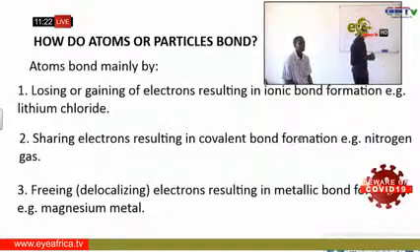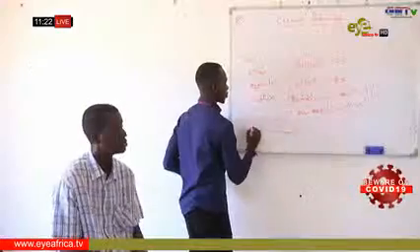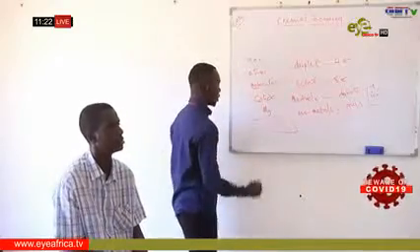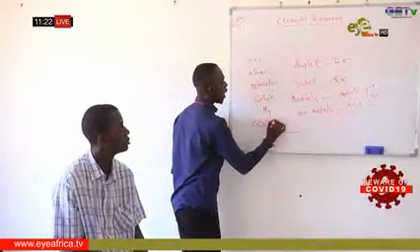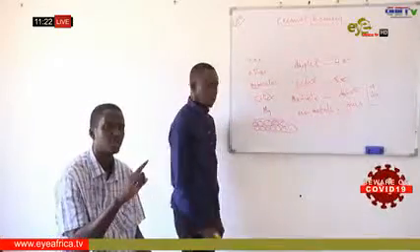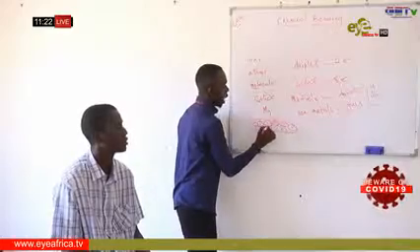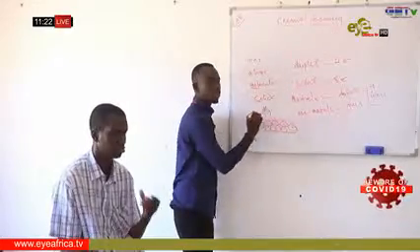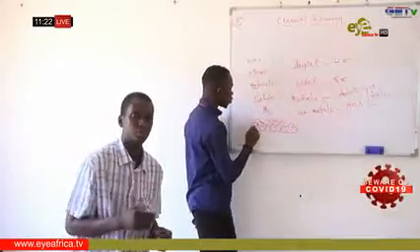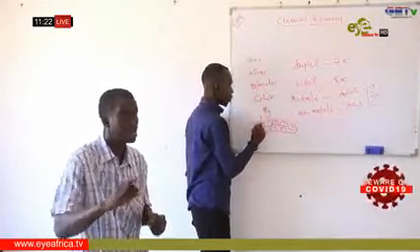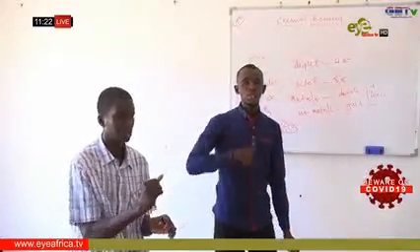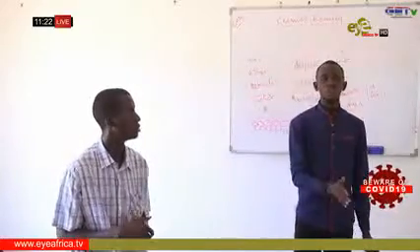Example, magnesium metal. If you have a metal like this, and we say this metal is made of magnesium, it means we have several atoms of magnesium. Now, these magnesium atoms are bonding using their valence electrons. That is, they are freeing their valence electrons, so that information will be transferred from one atom to another atom, from this atom to this atom, from this atom to this atom. At the end, we said the electron is delocalizing. That is, the electron is moving from one atom to another.